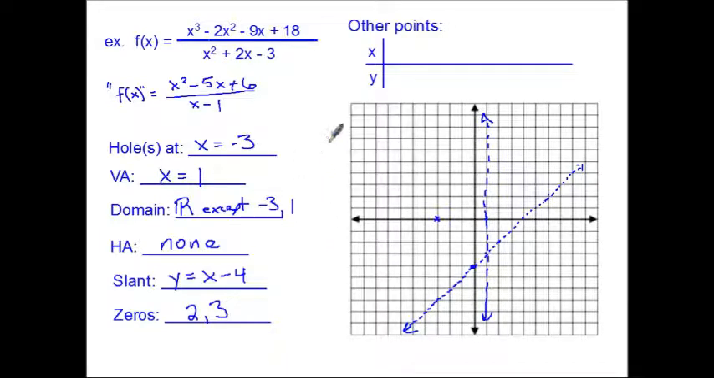Alright, so there's all that. We put our zeros on the graph. Zeros are at 2 and 3, so we've got a couple of zeros very tightly packed close together. So we've got that, and now we have to again play the other points game.